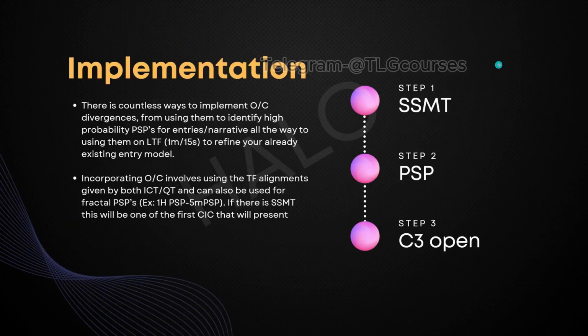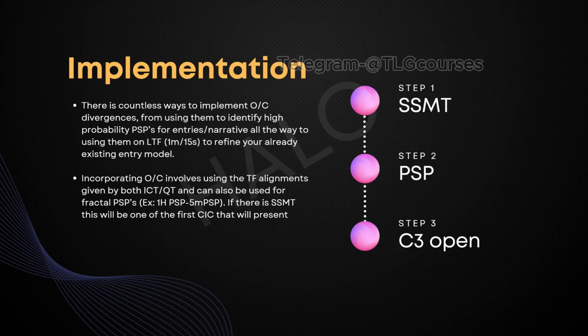So, implementation. There are countless ways to implement open-close divergences, from using them to identify high probability PSPs for entry/narrative, all the way to using them on a lower time frame, 1 minute/15, to refine your already existing entry model. Incorporating open-close divergences involves using the time frame alignments given by both ICT and QT, and can also be used for fractal PSPs. Example, 1 hour PSP, 5 minute PSP.